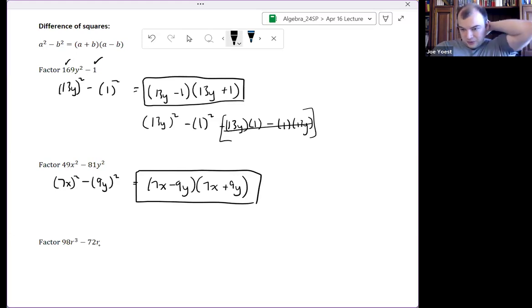And just as a quick aside, I know that I've mentioned this before, but just a reminder, if you wrote your answer as 7x plus 9y times 7x minus 9y, that's the same answer, right? When we say a factorization is unique, we mean unique up to ordering of the factors, because multiplication is commutative. Either way you write it is just as good as the other way.